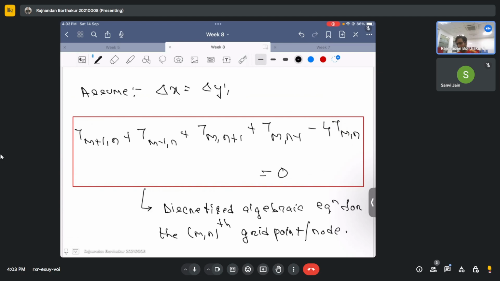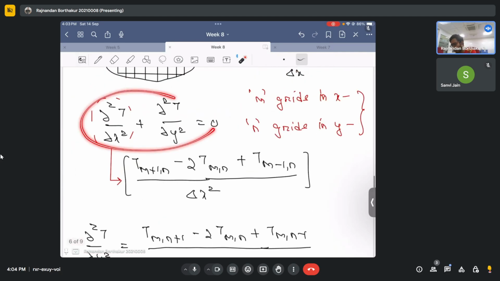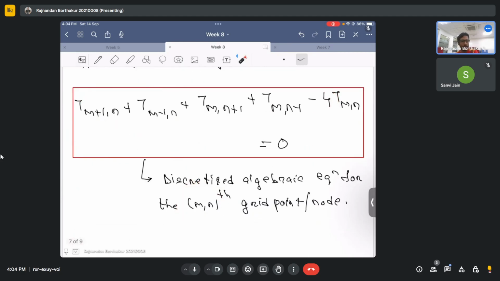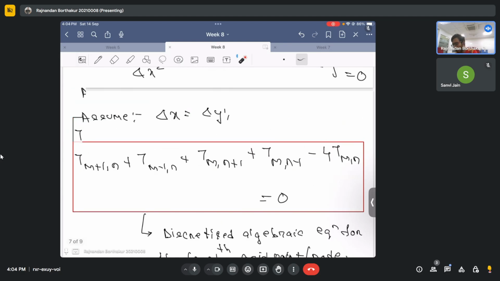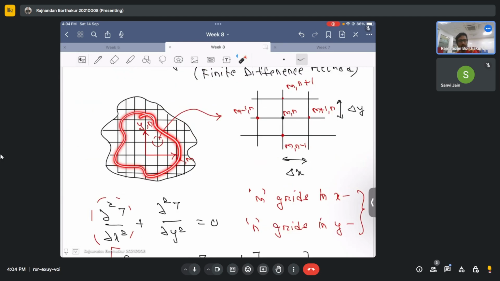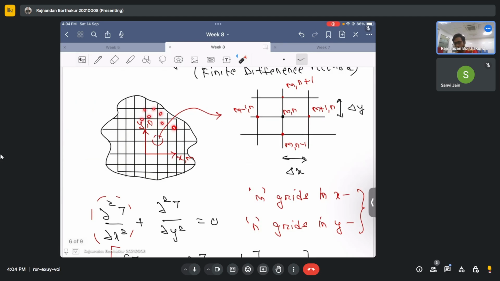Okay. So the idea is that once you get this algebraic equation, you can at least appreciate that this is no longer a partial differential equation. What you did is convert the partial differential equation into an algebraic equation at the m comma nth node. So you need to write a similar algebraic equation at each and every node in your 2D space, and then solve these algebraic equations to get the temperature at each and every node of your analysis.